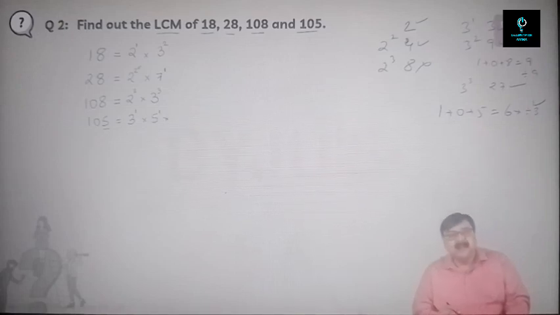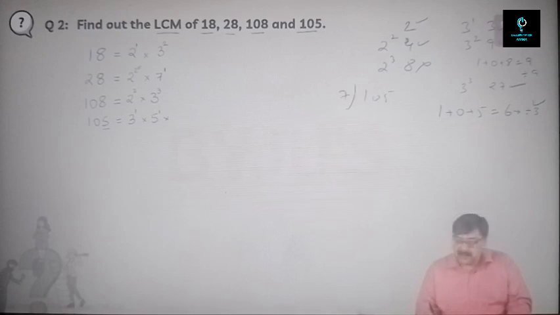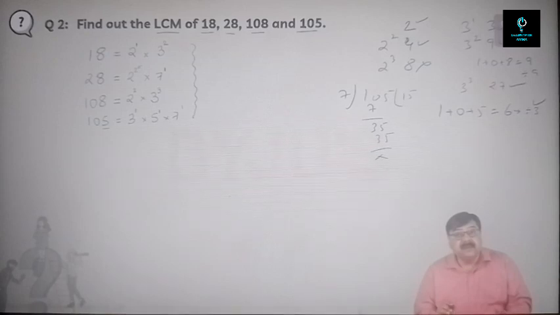Next number is 7. Is 105 divisible by 7? Yes. 105 divided by 7: 7 ones are 7, 7 fives are 35. Yes. So one power of 7, as it is 3 into 5 is 15. 15 sevens are 105. Now we will take the highest power for each of the prime factors.